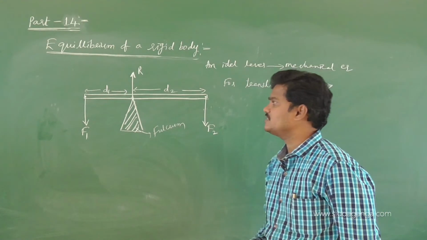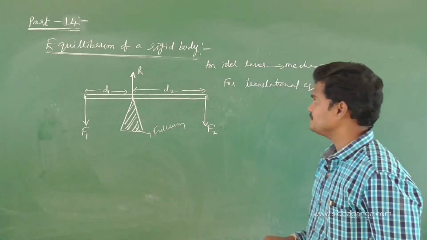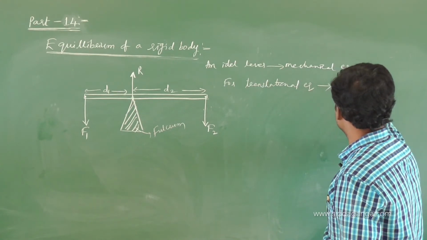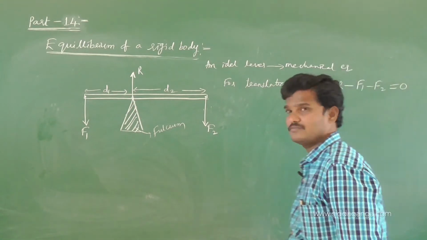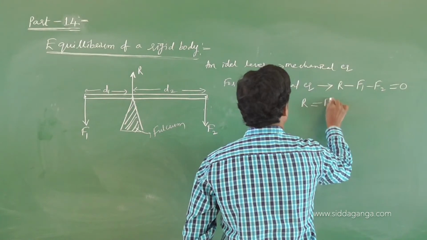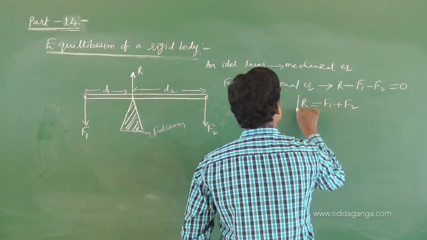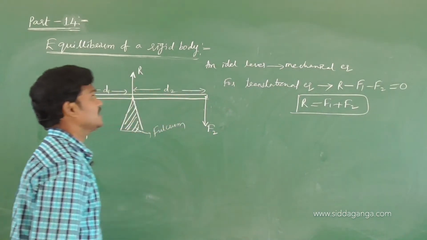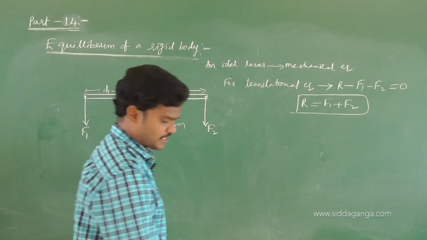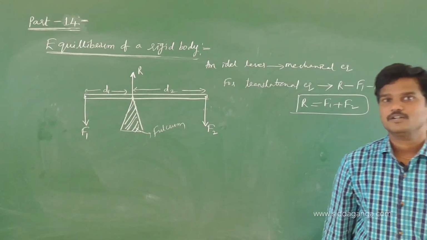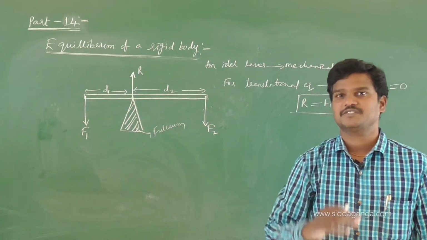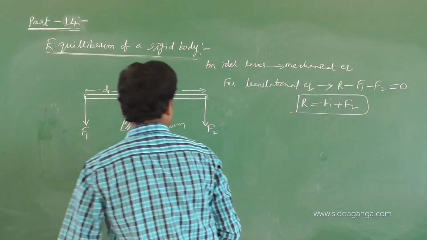One force is acting upwards, two more forces are acting downwards. So upward force minus downward force, the sum of all the forces, is 0. That means the reaction force is balanced by F1 plus F2. So R = F1 + F2 is the condition for an ideal lever to be in translational equilibrium. I am going to use these conditions to solve problems in the next sessions. So this is the translational equilibrium.